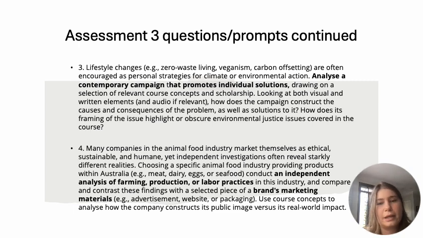So for example, right now the Bob Brown Foundation is calling out the salmon farms in Tasmania, and they've posted really clear videos of very poor conditions and treatment of the fish. So having a really clear issue of the farming, production or labour practices will just help a lot with being able to describe what it is, how it's a problem, and then apply those concepts to understand it better as a problem.